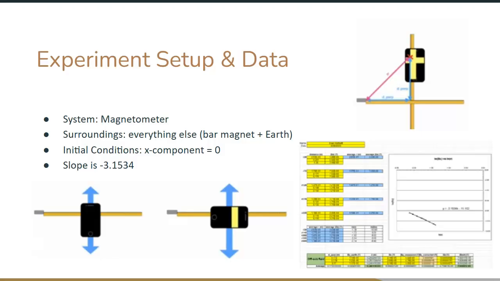Once I had the setup aligned, I recorded the on-axis magnetic field at various distances from the magnet, then linearized the data using natural logarithms. The slope of negative 3.1534 confirmed the inverse cube relationship expected for dipole fields.